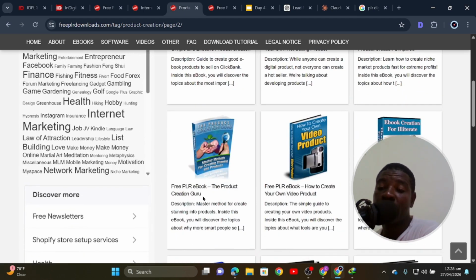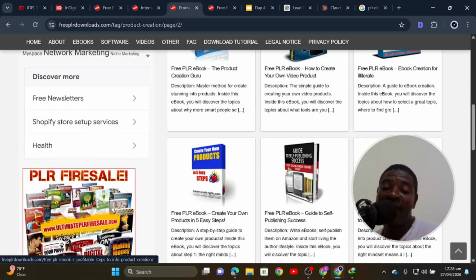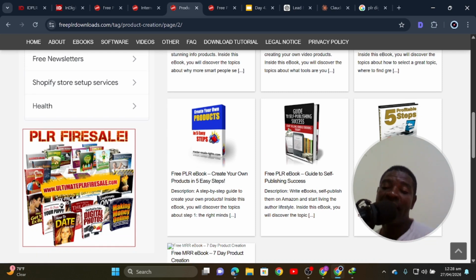Now if you look at this book, it is saying ebook creation for illiterates. This is very funny. It's making it feel like creating an ebook for somebody who cannot even read. How is that possible?